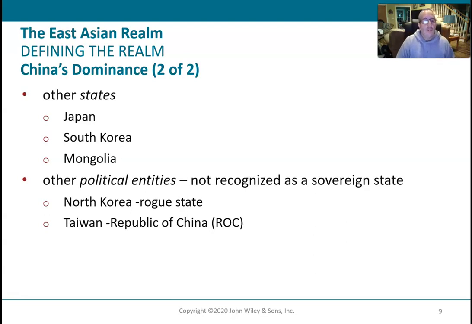So again, I've already mentioned these other countries. We have the two Koreas. They say they're not recognized as a sovereign state, and that's North Korea and Taiwan. I would not agree with that statement completely. This is from your textbook materials. North Korea is a sovereign state.